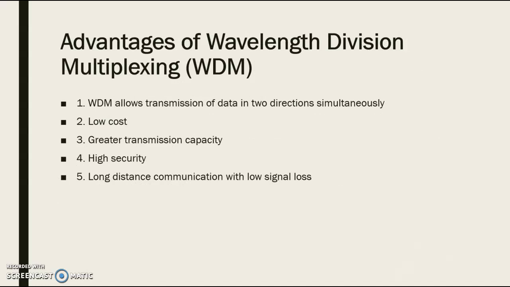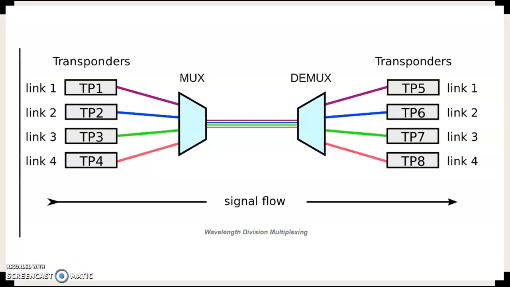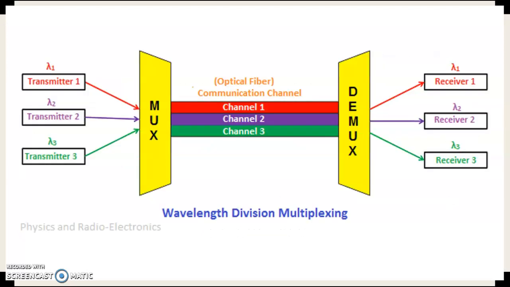So what are the advantages of wavelength division multiplexing? First, WDM allows transmission of data in two directions simultaneously. Second, it is low cost. Third, it has greater transmission capacity. It has high security. And lastly, long distance communication with low signal loss. So this is the signal flow in wavelength division multiplexing. And this is another illustration.